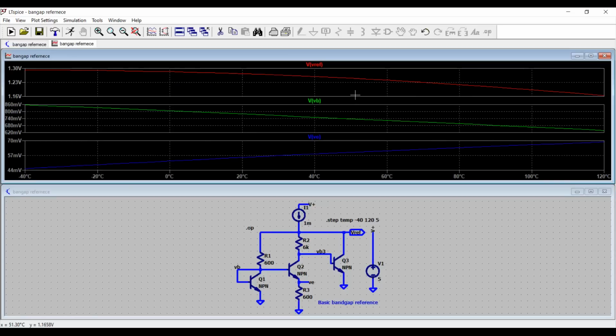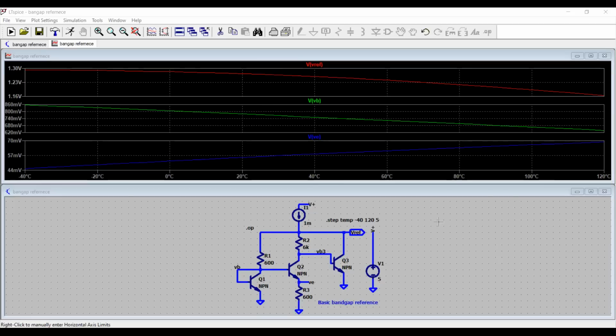Still, it has some variation. Look at the value for such a wide range from -40 to 120. Your reference is varying from 1.3 to 1.16. So you can just apply some formulae and calculations to see the percentage changes. So I think still you have a reasonable tolerance level here, 1.16 to 1.3, and the average is about 1.23, or even, yeah, 1.2.